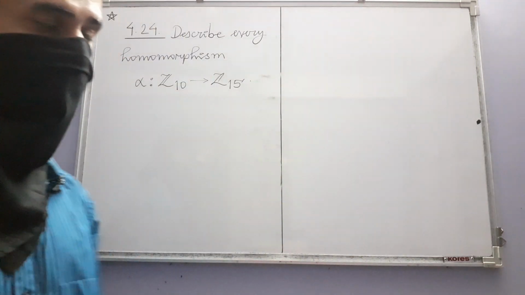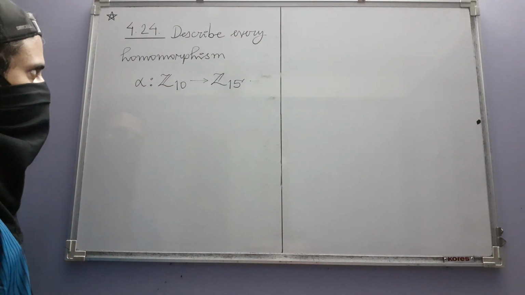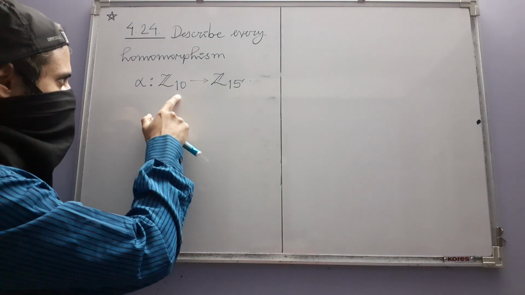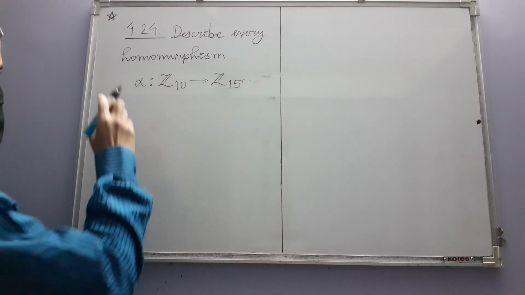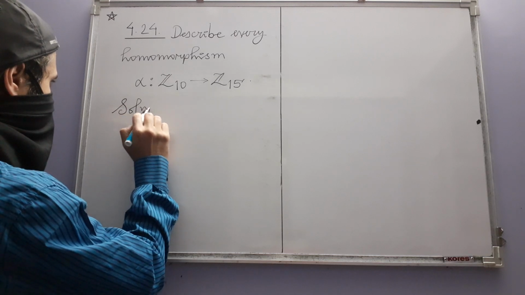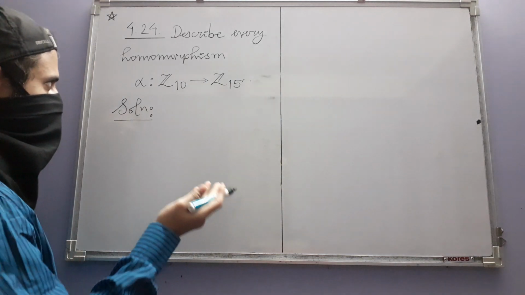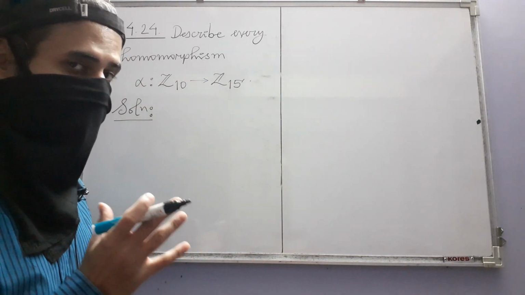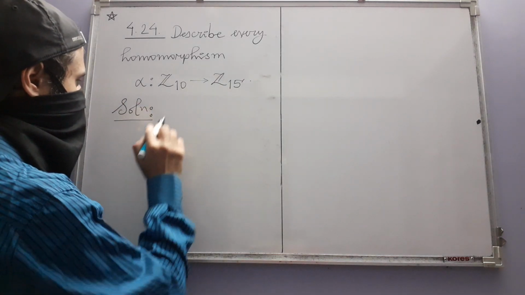Next, Exercise 24. So we have to describe here all the homomorphisms alpha from Z10 into Z15. And the solution goes like this. So let us first see, if we assume such a homomorphism, then what is the consequence? What is it that we get from such a function?